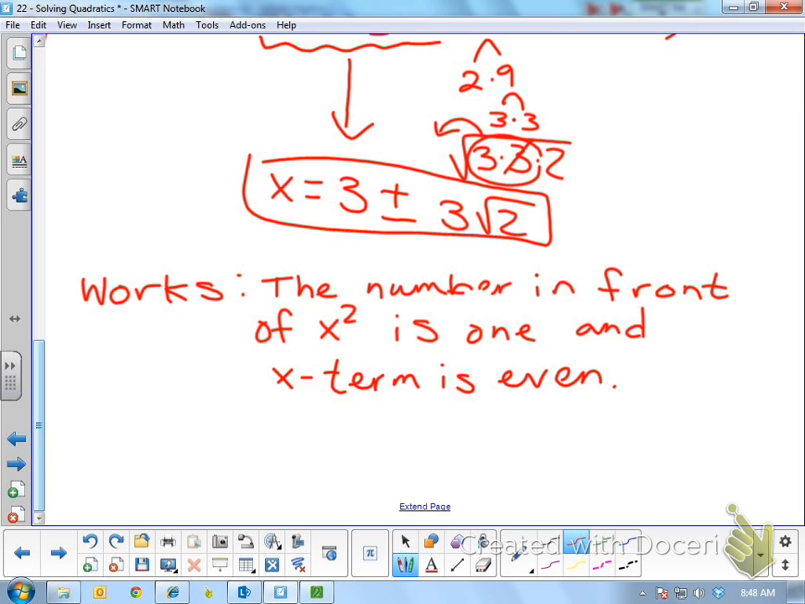Okay, our last problem was the quadratic formula. We're not going to do an example with the quadratic formula, but we are going to talk about what your answer should look like, what your setup should be.